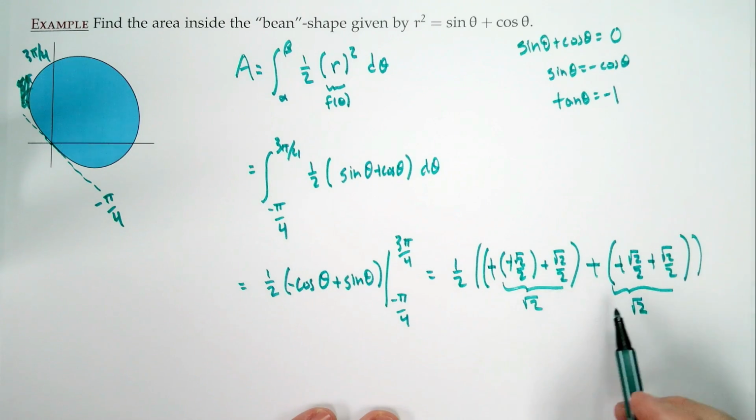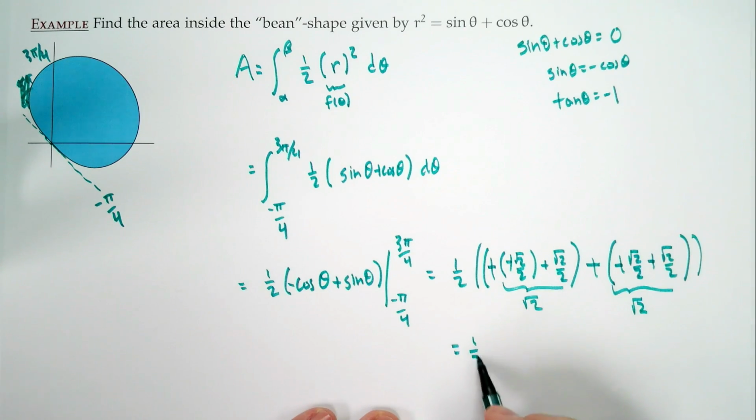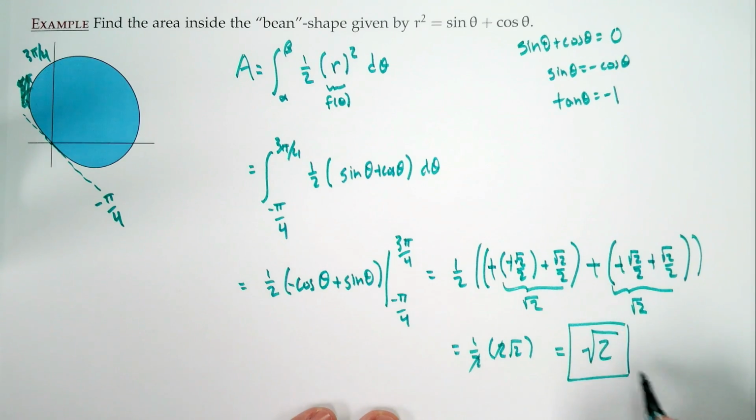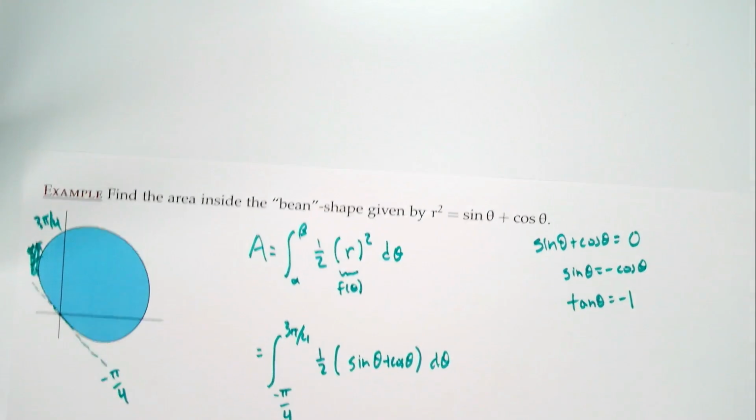Now you have 2 of those. So this is 1/2 times 2 root 2. The 2 and the half cancel. So our final answer, square root of 2. Nice. Beautiful, clean answer. We like it when the math works out to a nice value.